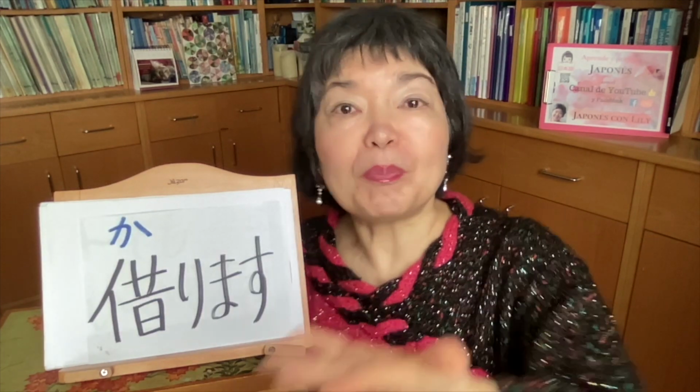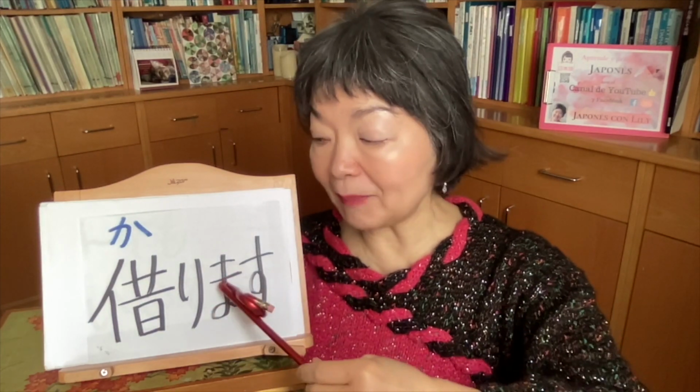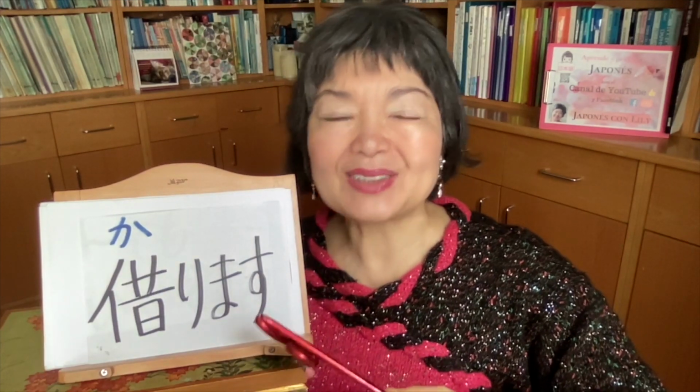Can I borrow your ballpoint pen? Ballpoint pen, we say ボールペン. 借ります. This is to borrow. Here, before ます, this is the ri sound. But this is one of the exceptions. So this is the second group. Second group is very easy to conjugate. So 借りて, this is the te form. ボールペンを借りてもいいですか?